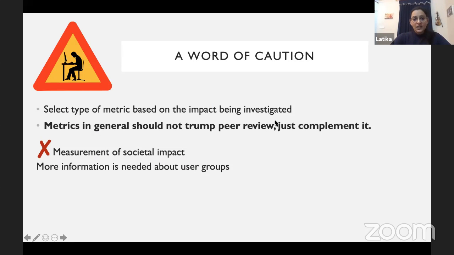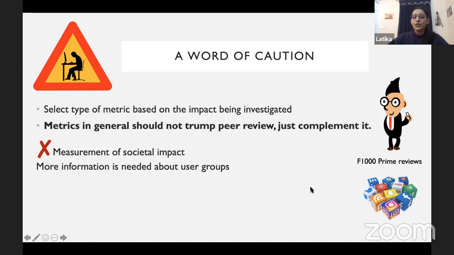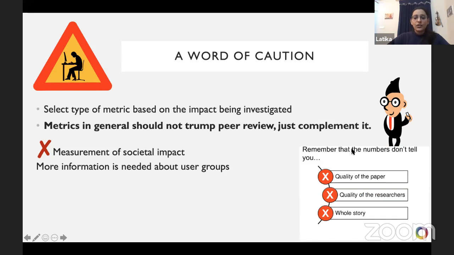A word of caution, because you need to select the type of metric based on the impact you're investigating, and metrics in general should not trump peer review. They should only complement it. And if you're measuring societal impact, it depends on what kind of metric you're using. You can't go to F1000Prime reviews, which is primarily comprised of researchers, because it will not tell you the societal impact. So you need to be very careful where you're playing your game and trying to look at your metrics. And remember, numbers don't tell you the quality of the paper, the quality of the researcher, or the entire story. It may just be popular with the lay public, but it may be retracted later. So it's not the entire story.